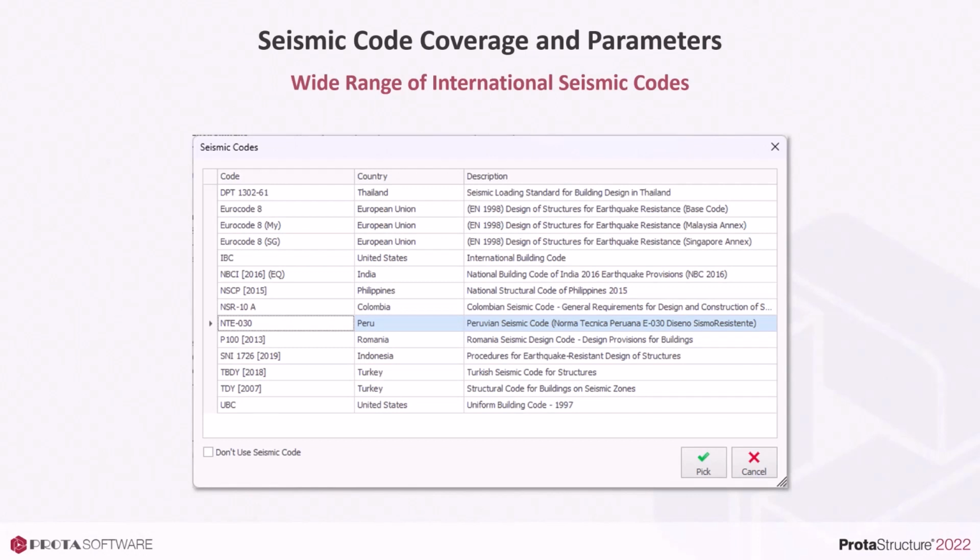ProtaStructure supports a wide range of international seismic codes. The scope includes base shear calculation, irregularity and building checks, seismic design and detailing. Eurocode 8 and national annexes, Romania, Turkey, IBC, UBC, Philippines, Indonesia, India, Thailand, and Peru seismic codes are supported currently. As of this date, Colombia seismic codes are under development.